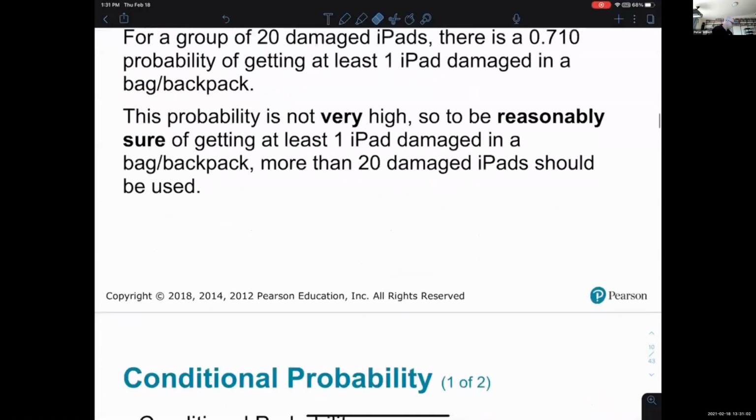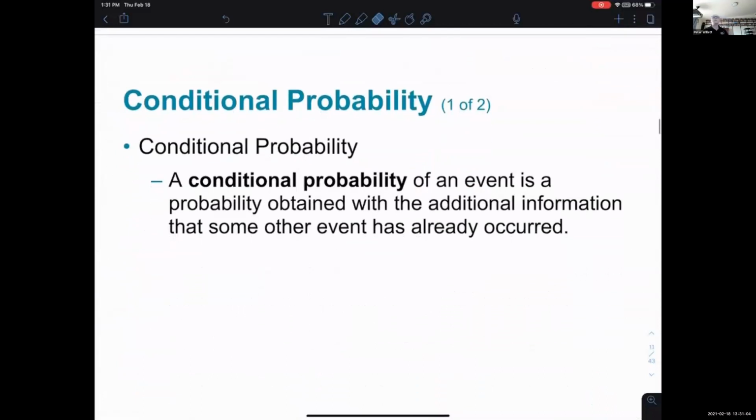Okay. So now conditional probability. A conditional probability of an event is a probability obtained with the additional information that some other event has already occurred. And as I was discussing earlier, by looking at that, it may then call into question whether the first event occurring has any impact on the probability of the later event occurring. Like the ground being wet tomorrow if it rains, versus the second coin toss being heads if I know the first coin toss was heads.